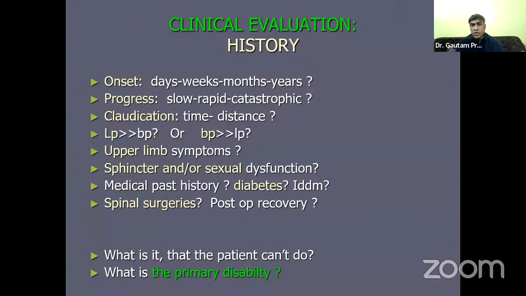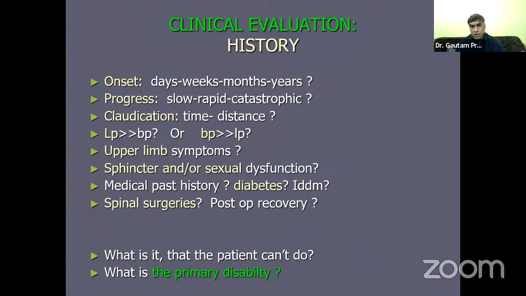So on clinical grounds, we want to be sure whether the patient has more leg pain than back pain, because if leg symptoms are more, maybe a decompressive surgery might be enough. But if back pain is more severe, then we might have to add a fixation in this patient. Also, many times LCS is fooled by other diseases.